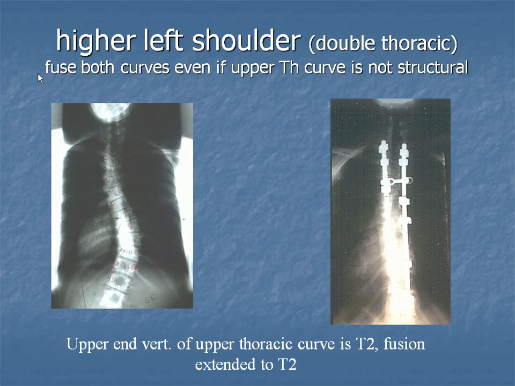Last possibility is the left shoulder high, and that means you are dealing with a double thoracic curve. I would fuse the high thoracic curve, even if it is not structural, even if it doesn't bend below 25 degrees. It does bend below 25 degrees because the left shoulder is higher. If you don't get that curve fused and pull it down, the shoulder will not be leveled. In this case here, we went up to T2, the end of the upper thoracic curve, and the shoulder is leveled.